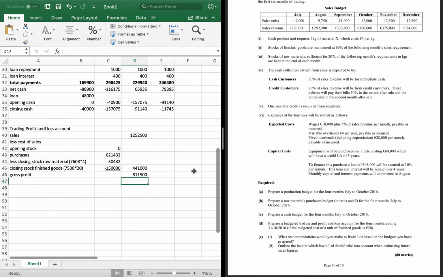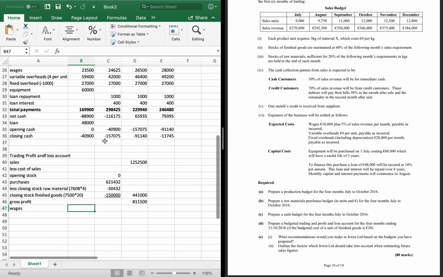Okay, so then you've still got your expenses, right? So you've got your wages. Now your wages are your 4 wages added together, so 23,500 plus 24,625 plus 26,500 plus 28,000. So that's 102,625. Then you have your variable overheads. Now, €4 per unit, so you can multiply 4 by the sum of those 4 numbers there, or just add your 4 variable overheads together. So you can just add these 4 here.